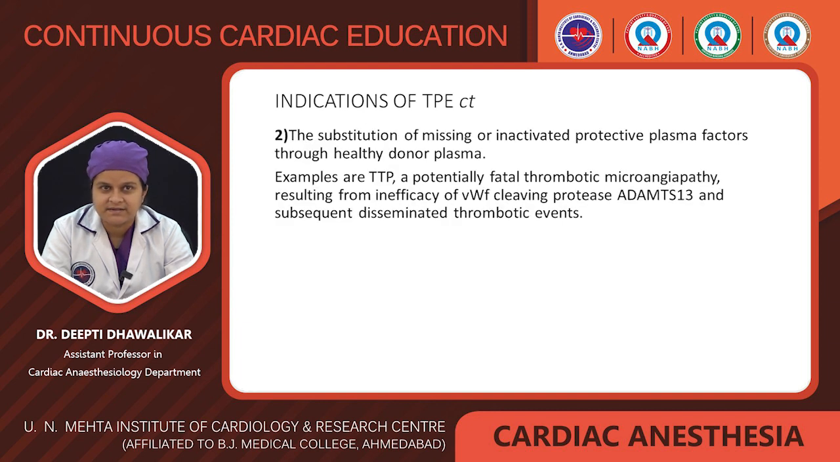The second indication is substitution of missing or inactivated protective plasma factors through healthy donor plasma. An example is thrombotic thrombocytopenic purpura, a potentially fatal thrombotic microangiopathy resulting from inefficacy of the von Willebrand factor cleaving protease ADAMTS13 and subsequent disseminated thrombotic events.